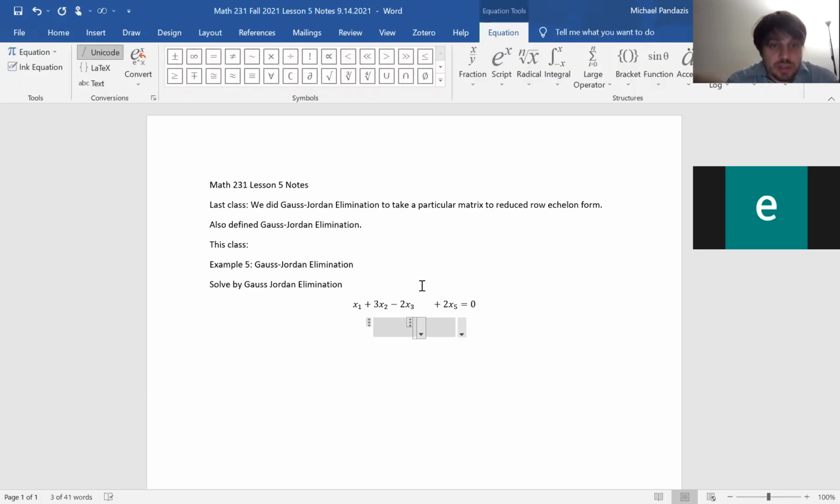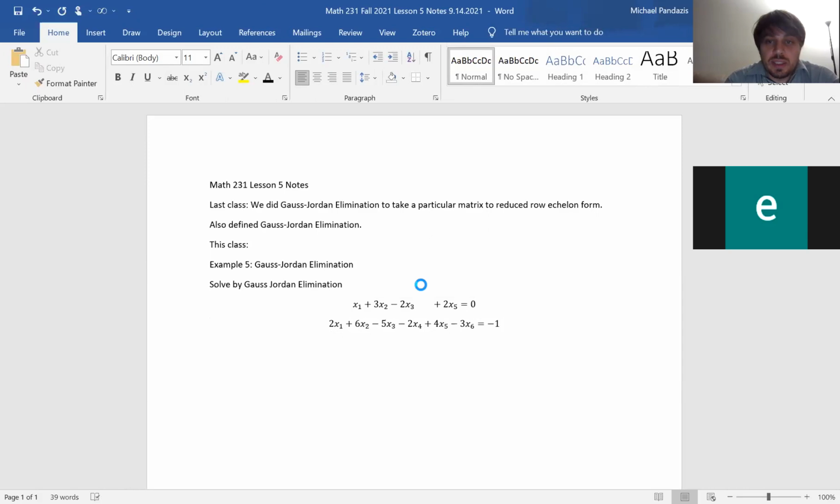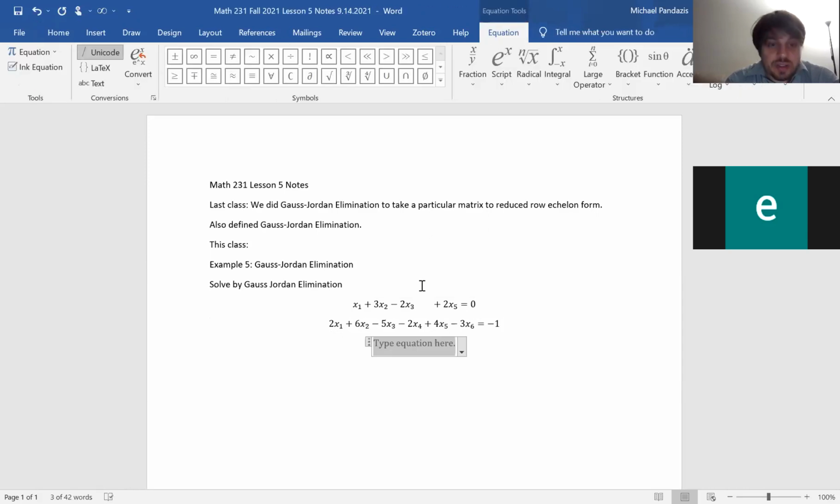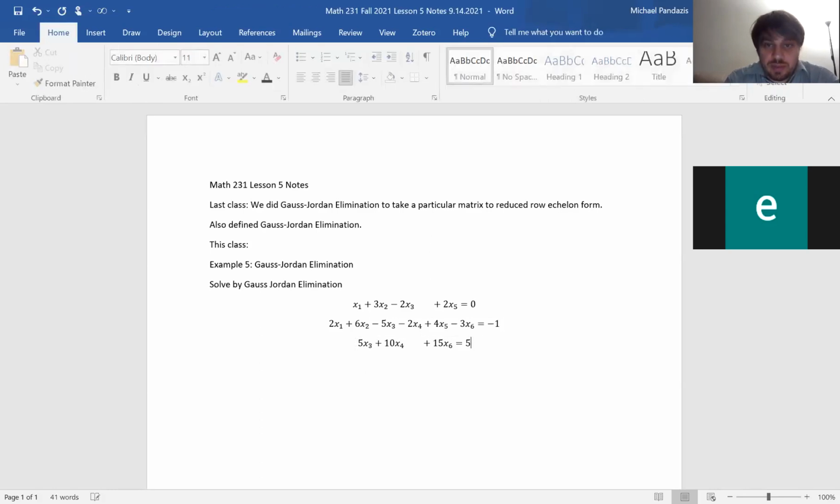The second equation is 2x1 plus 6x2 minus 5x3 minus 2x4 plus 4x5 minus 3x6 is equal to -1. The next equation is 5x3 plus 10x4 plus 15x6 is equal to 5.